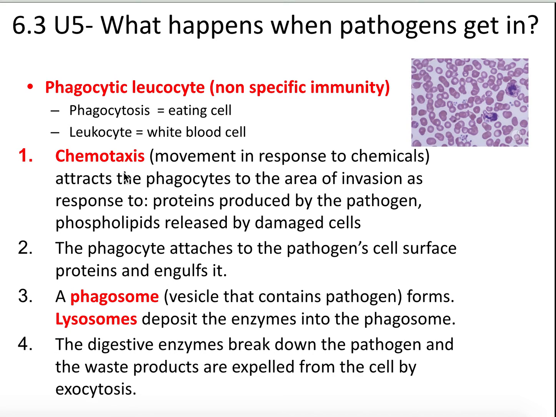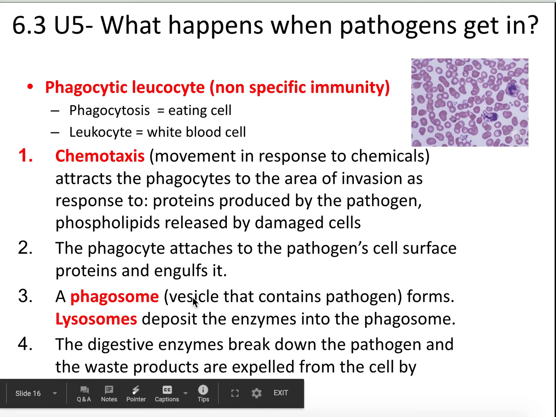So the first step would be chemotaxis, which is the movement in response to chemicals. So what happens is it attracts the phagocytes to the area of invasion as a response to a protein that's produced by the pathogen. Usually it's called an antigen. Phospholipids released by the damaged cells. So the damaged cells release these phospholipids, and it triggers the cell to realize something's wrong. The phagocyte is going to attach to the pathogen cell surface, and then it's going to engulf it. So it's going to attach itself to it, and then it starts pulling it in and breaking it apart.